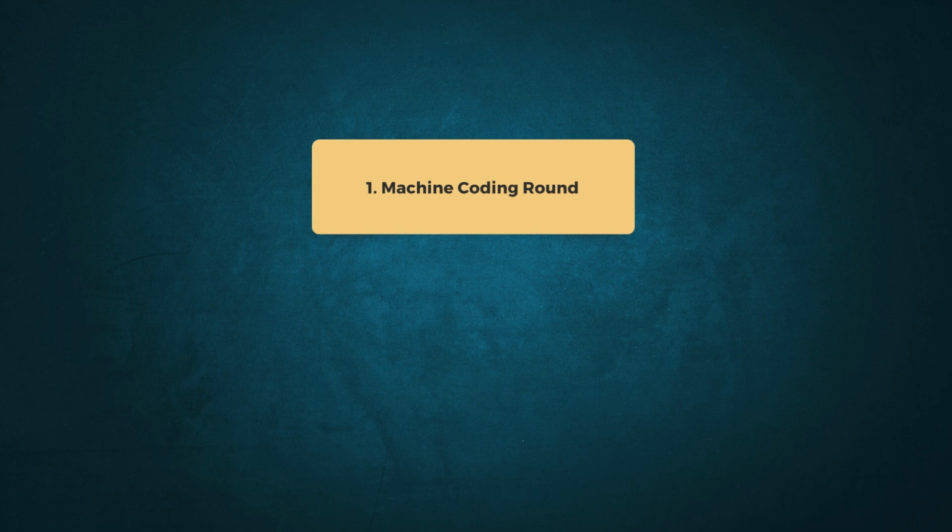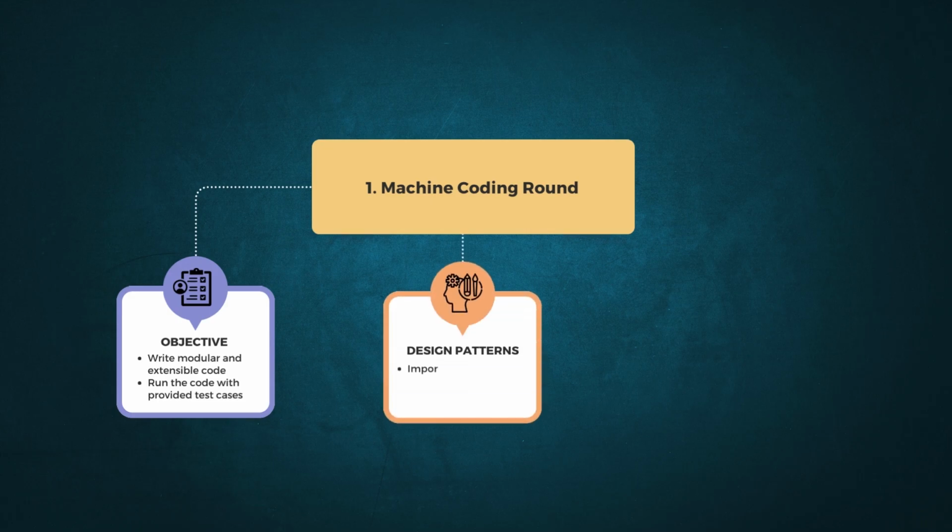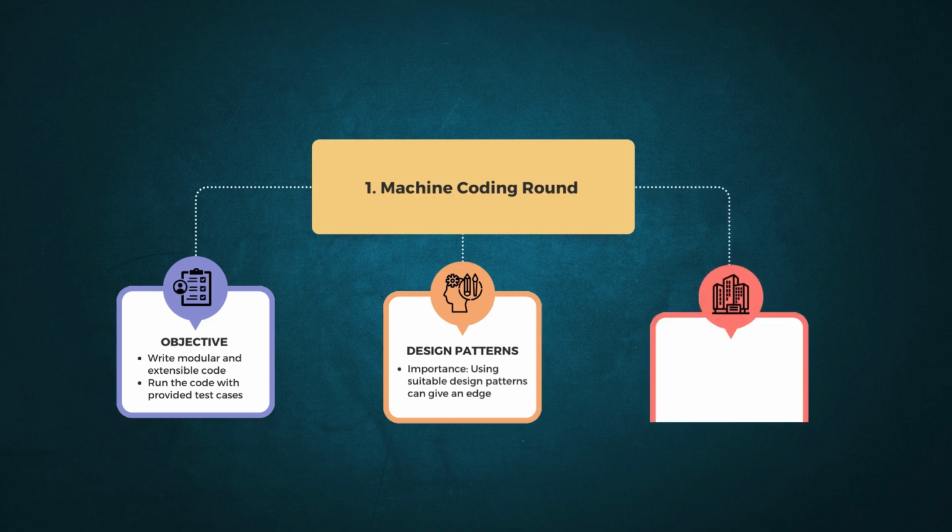Okay, so coming on to the types of LLD interviews, the first kind of interview we have is the machine coding round. Candidate is expected to write modular extensible code, and the most important thing here is a candidate is also expected to run the code with a few test cases given to the candidate post completion of the code. Obviously, successful implementation of suitable design patterns would give you an edge, and machine coding rounds are generally asked in mid-level startups like Swiggy, Flipkart, Uber, etc.